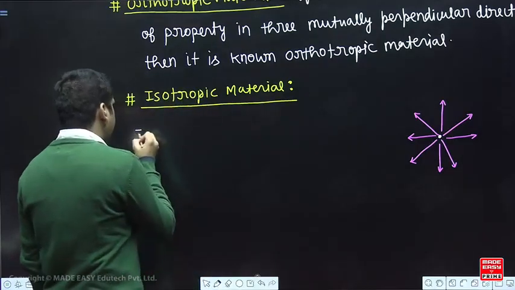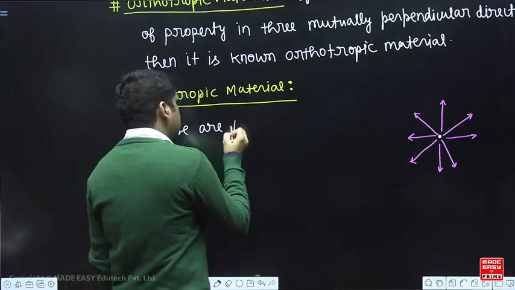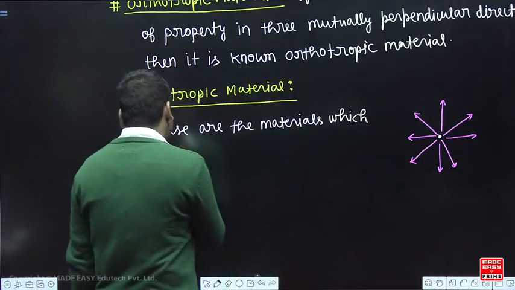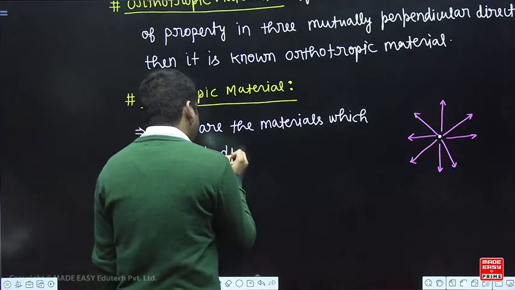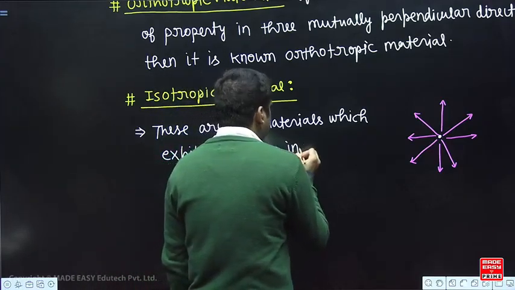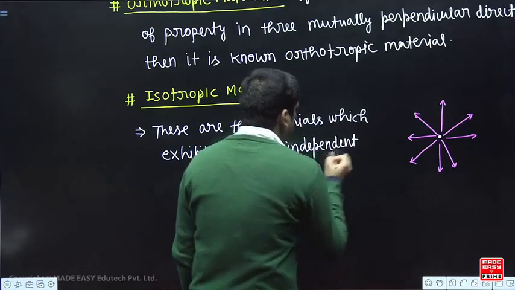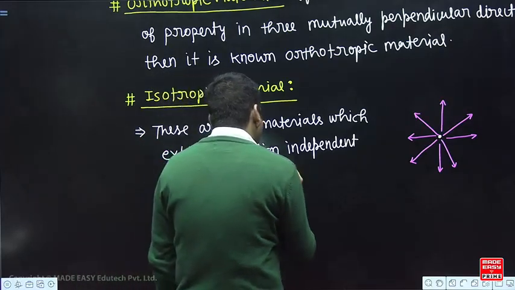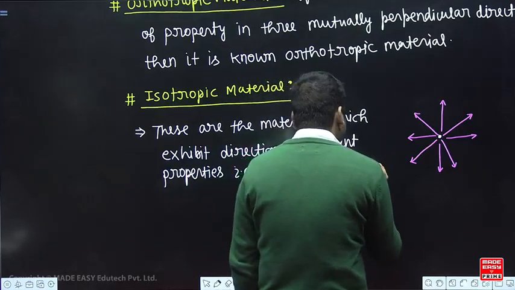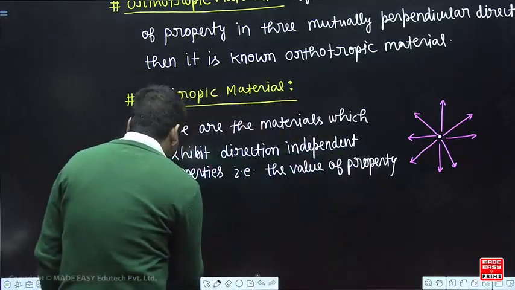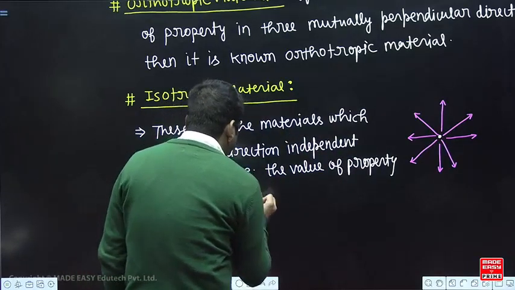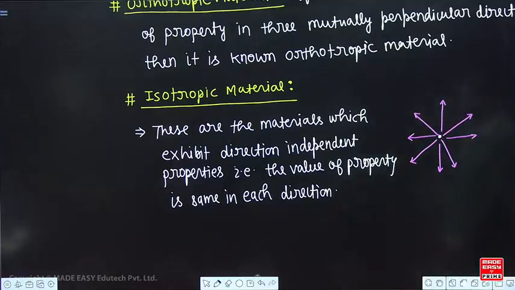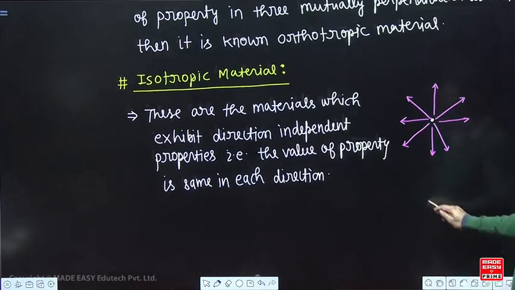These are the materials which exhibit direction independent properties, that is, the value of property is same in each direction.